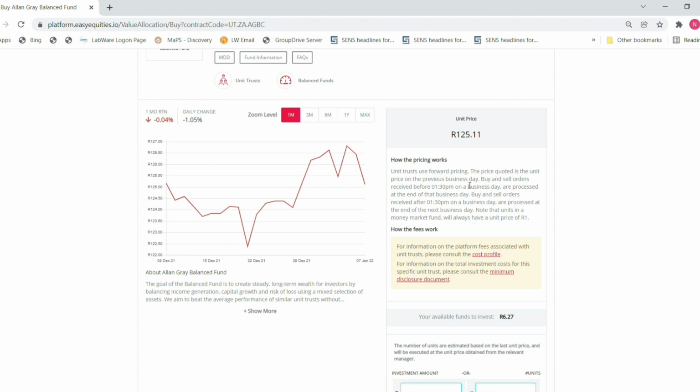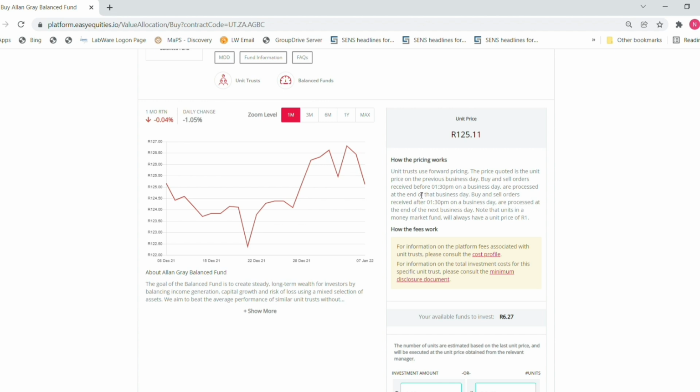So today is Friday. I'm recording this on a Friday. The price that you're seeing here is for yesterday. This is yesterday's price, which is Thursday. It says buy and sell orders received before 1:30 p.m. on a business day are processed at the end of that business day.